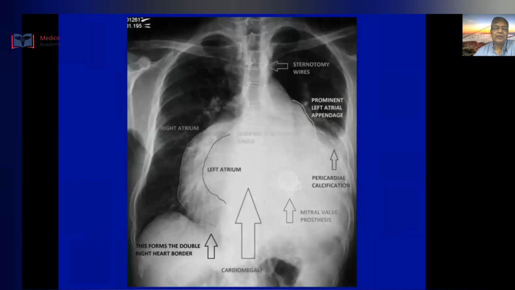If you look at other features now, this is the left atrium, this is the right atrial shadow, so double density here again. And then you have a prominent left atrial appendage which straightens this border of the heart. In this particular case, the patient has had a valve replacement, so an artificial or prosthetic valve is also seen, and the patient definitely has cardiomegaly because of right ventricular enlargement and left atrial enlargement.